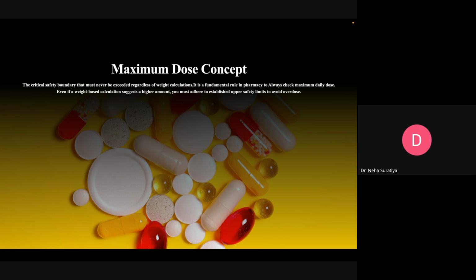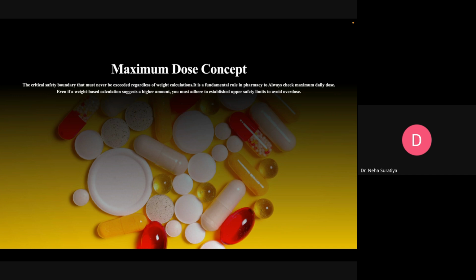No matter what your weight-based calculation shows, the maximum recommended dose must never be exceeded. I already told you the example. If the patient is 120 kg and you are calculating amoxicillin for an adult at 25 mg per kg per day, you will end up with 3000 mg or more than that probably. So you cannot exceed. For that, we have the maximum dose concept.